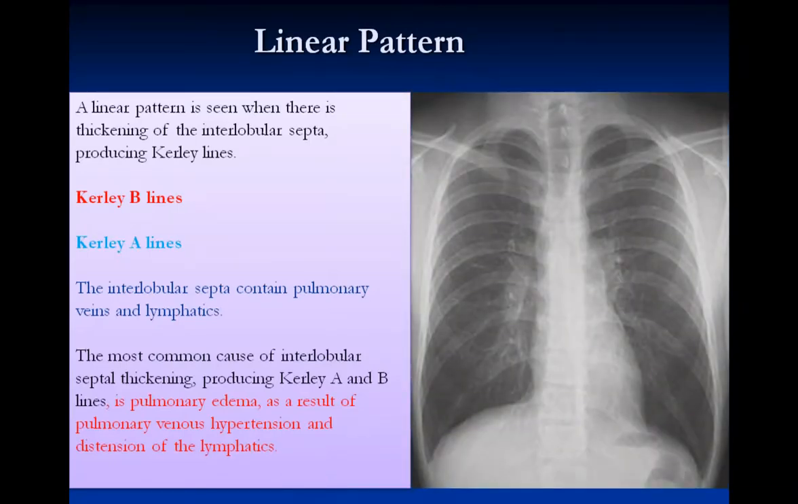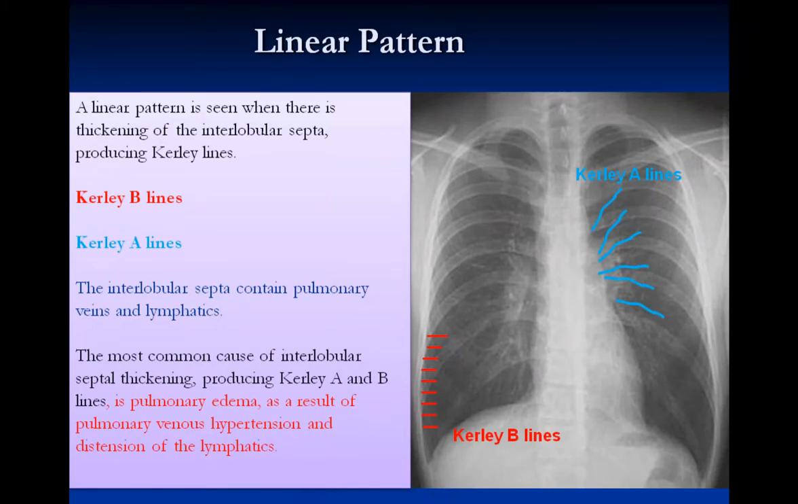In the linear pattern, what you see is because of thickening of the interlobular septa. There are septa in between the lobules, that is, the interlobular septa. The thickening of the interlobular septa gives rise to the linear pattern radiologically. You can find Kerley A lines or Kerley B lines. Kerley B lines are predominantly seen at the lung basal regions. Kerley A lines originate from the hilum.